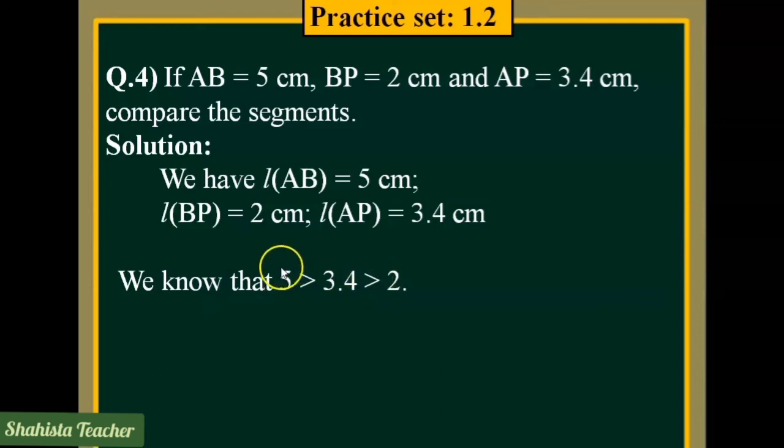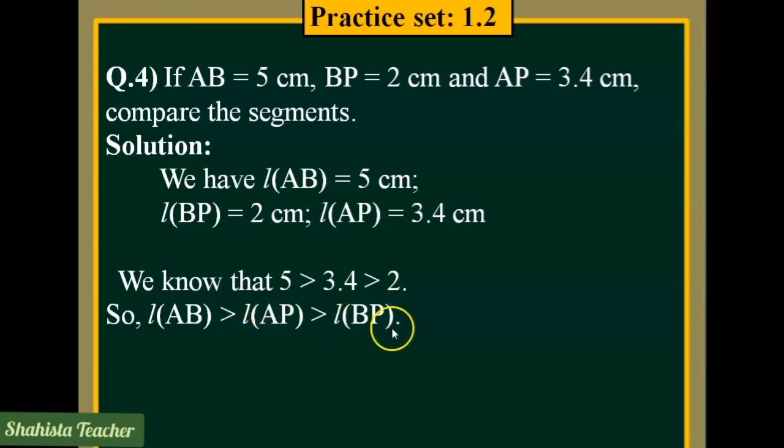Now here 5 is representing the length of AB. That means the length of AB is 5 centimeter. That means the length of AB is greater than the length of AP, and the length of AP is greater than the length of BP. That means segment AB is greater than segment AP, and segment AP is greater than BP. Length is nothing but a segment. Length is representing the segment.